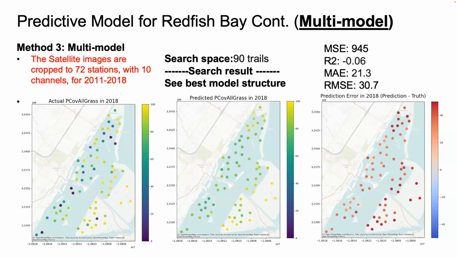We trained for 90 trials and picked the best model, but the result is that the MAE is reduced only a little bit, to 21. So our error is still plus or minus 21%. We can see this is the truth, this is the prediction. The error is that it systematically tends to overestimate the seagrass coverage, which we are trying to avoid.